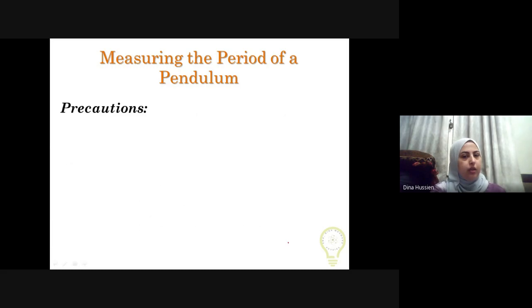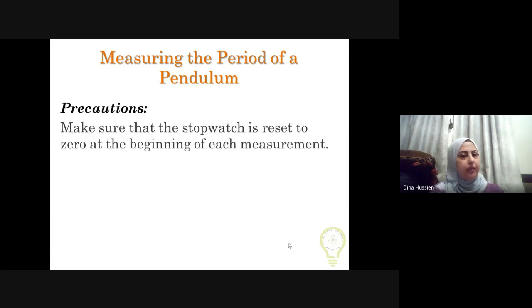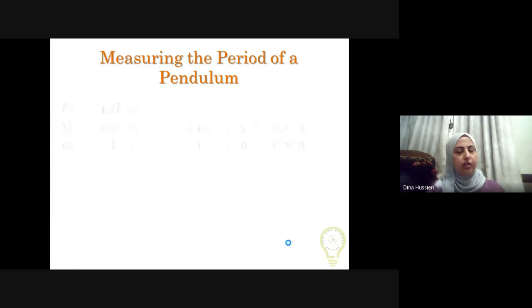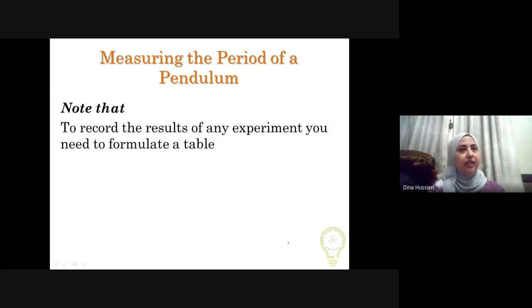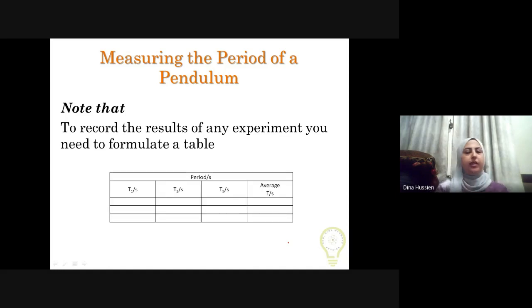أوكي. إيه هي البريكوشنز بتاعت الكلام ده؟ لازم أميك شور الستوب واتش بتاعتي تبقى ريسيت تو زيرو. أي ديجيتال ديفايس is one precaution. طيب أعمل إيه بقى؟ إن أي داتا لازم تحصل لها إيه؟ to be recorded in a table. أي reading بعمله لازم أحطه in a table.